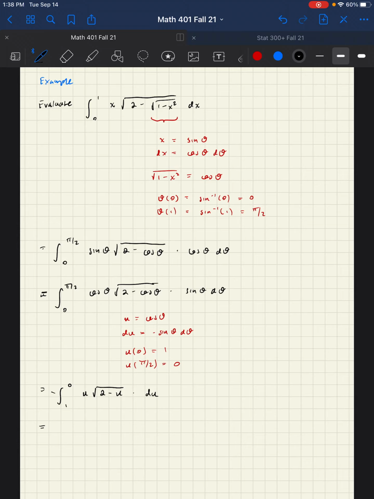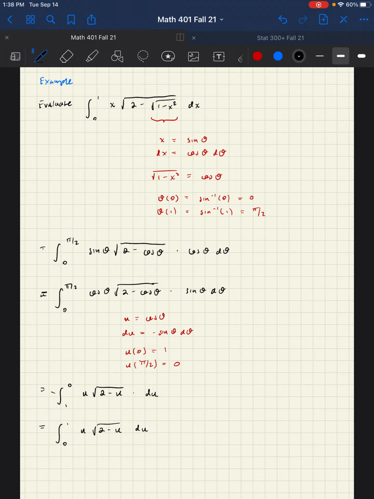Negative. I'm going to take care of the negative by switching the order of integration. Okay, let's do that first. So this is going to be the integral from 0 to 1 of u square root of 2 minus u du. That's allowed, right? That's a basic property of integrals. Okay, now what do we do? Don't worry, we got this.